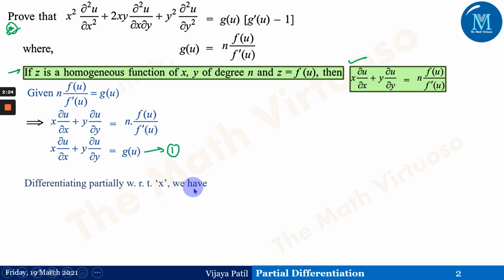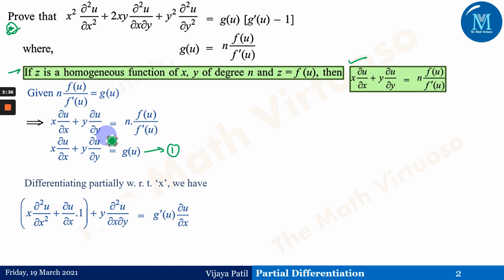In that case, the left side is x into ∂u/∂x plus y into ∂u/∂y, which is equal to g(u). We differentiate this with respect to x, and at that time the variable y would be constant because we are doing partial differentiation. As we can see, u is a function of x as well as of y, and that's the reason partial differentiation exists. Whenever we differentiate with respect to x, we need to keep y as a constant.